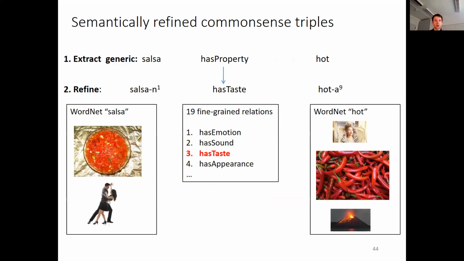And an approach of WebChild is given a generic extraction like salsa has the property hot. So this shall be refined in the statement that which salsa is meant. Is it the sauce or the dance? Then has-property is refined into one of 19 relations. Here the taste, and hot is refined into the sense number 9, which is the spiciness of food.